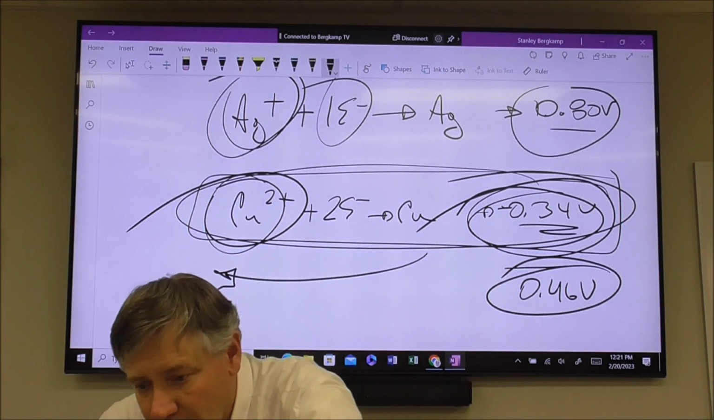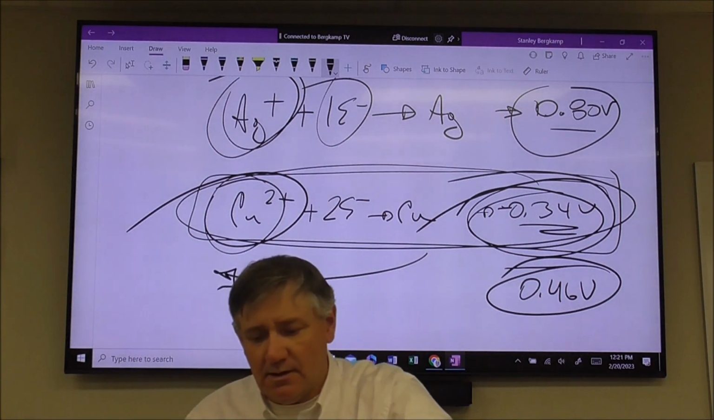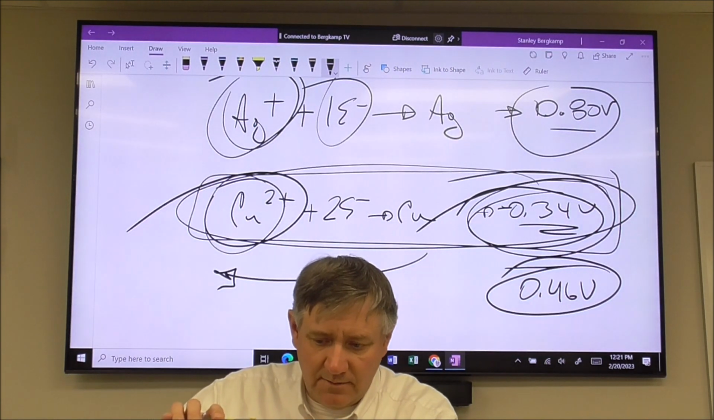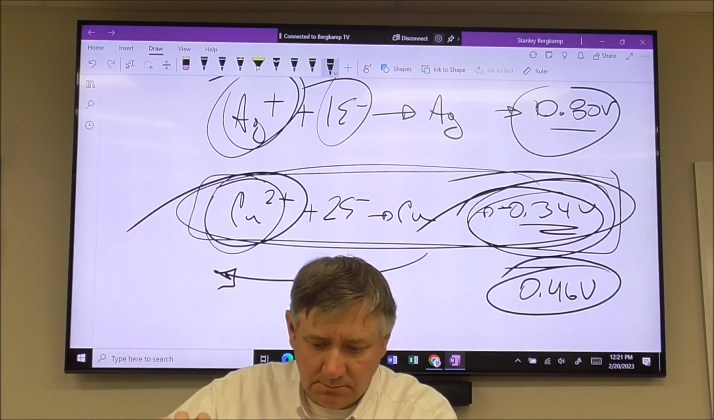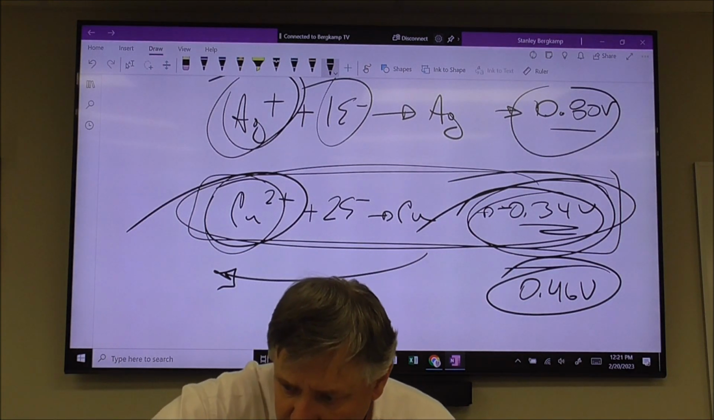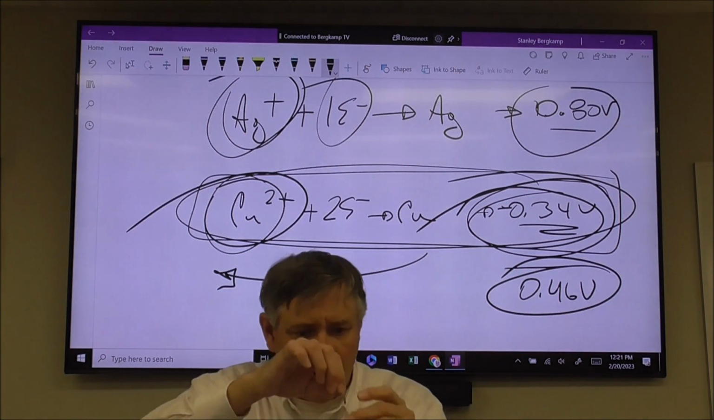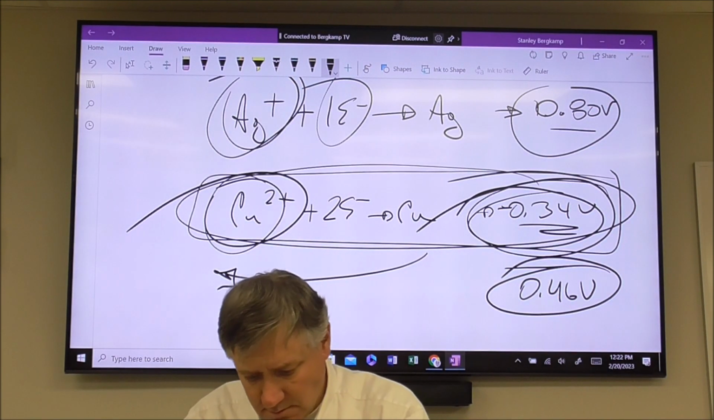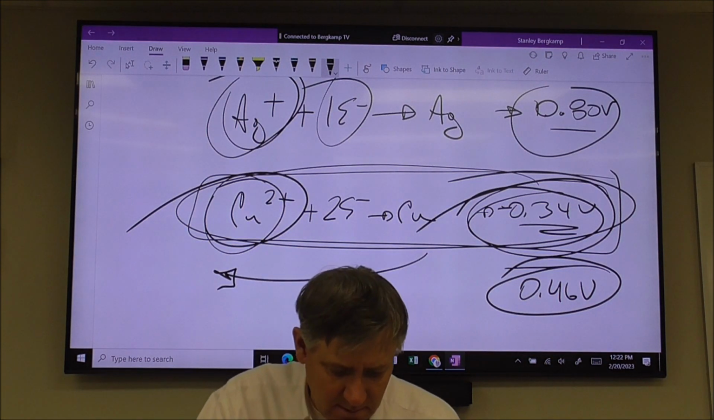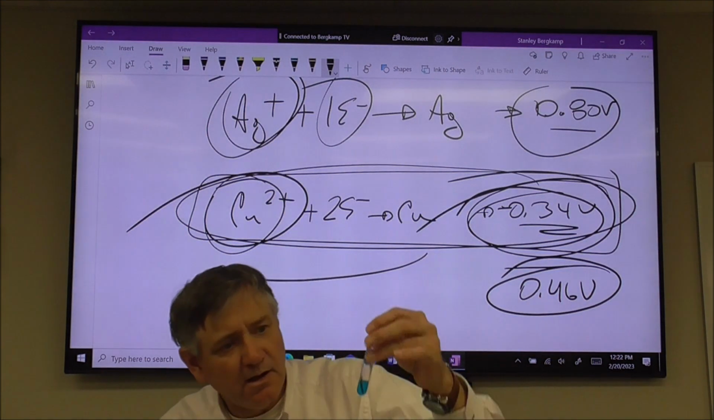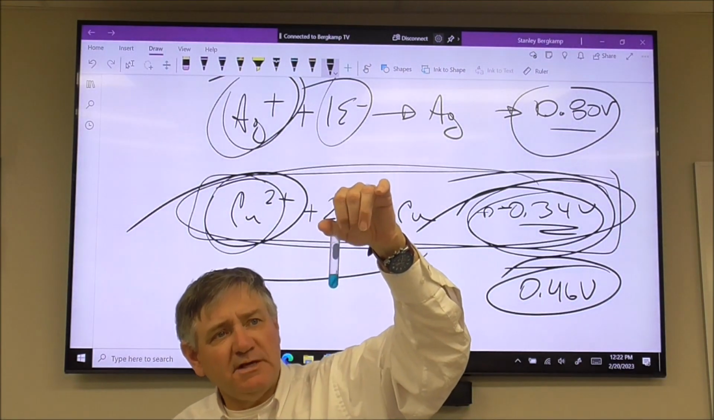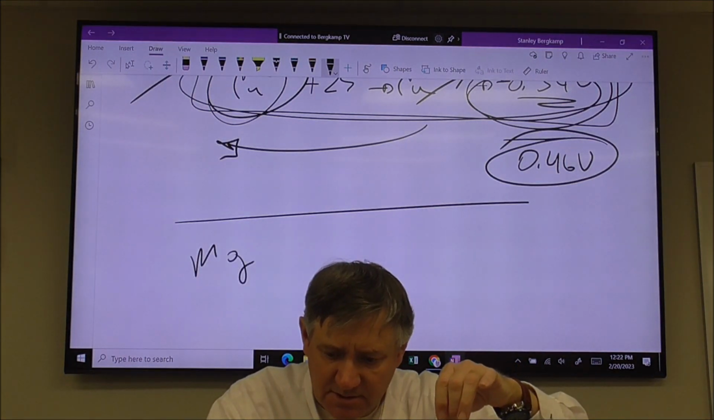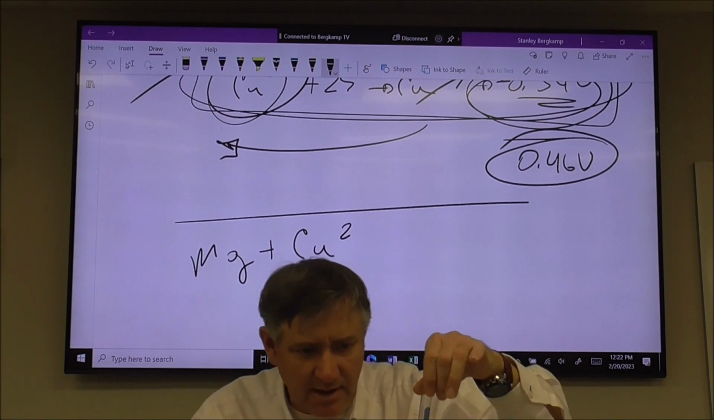Okay. Now I'm going to start with copper ions. Give that a quick splash. A few copper ions. And now I'm going to drop a piece of magnesium ribbon. So now, I put a piece of magnesium ribbon into a solution of copper ions.